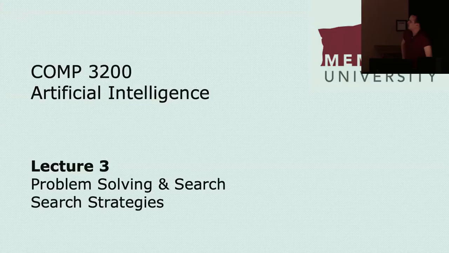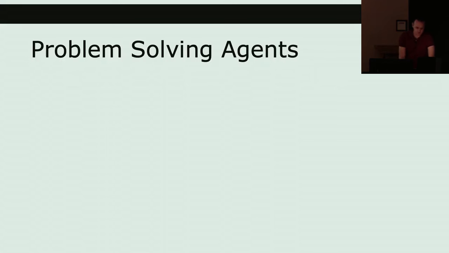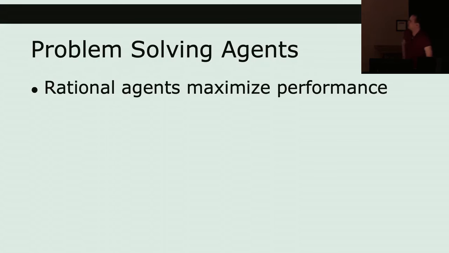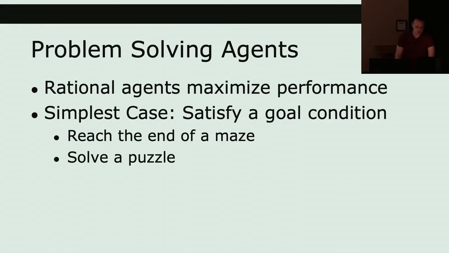So lecture number 3, problem solving and search strategies. Last time we talked about rational agents and said that rational agents maximize performance. In the simplest case, a problem solving agent is just going to satisfy a goal condition. So in one type of problem, we may just want to say something like, is it possible to do this? Can we satisfy some condition?